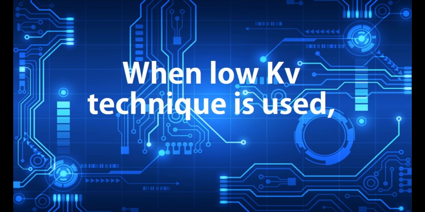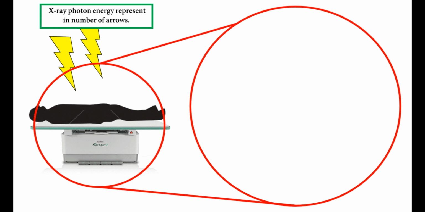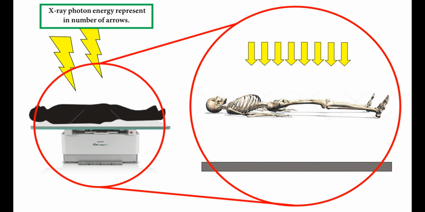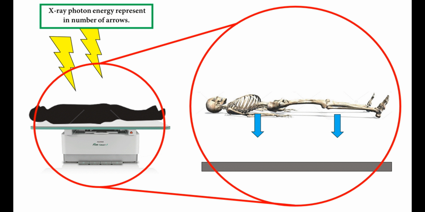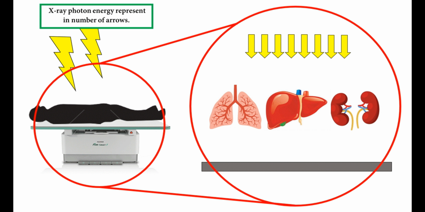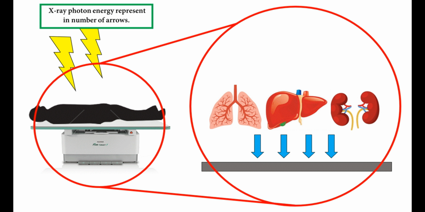When low KV technique is used, low energy X-ray photons will be released to the patient. High density bone will absorb more radiation. Hence, less X-ray photons will be received by the image receptor. For soft tissue, they will absorb less radiation. Hence, more X-ray photons will be received by the image receptor.